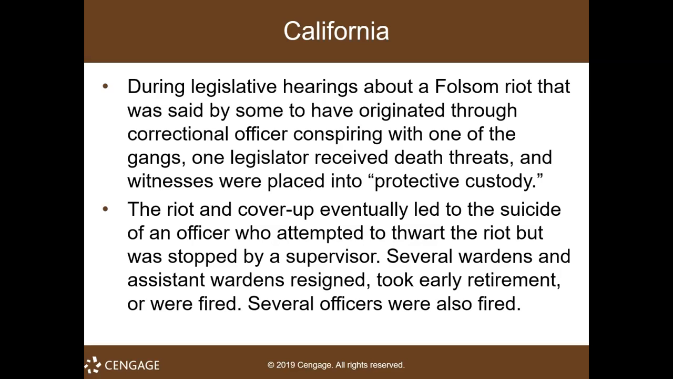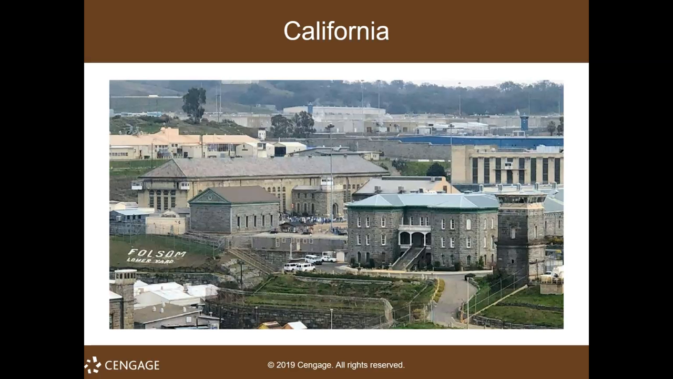And several wardens and assistant wardens ended up resigning, took early retirement, or were fired. And several officers were also fired as a result of this particular incident at Folsom.